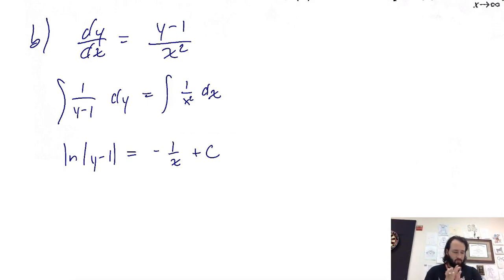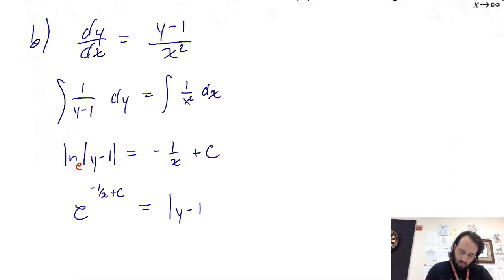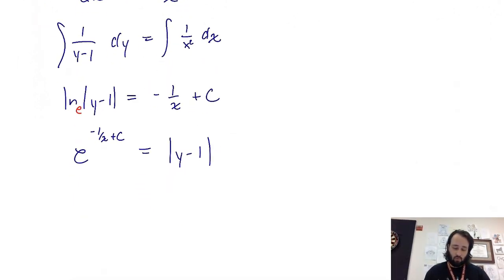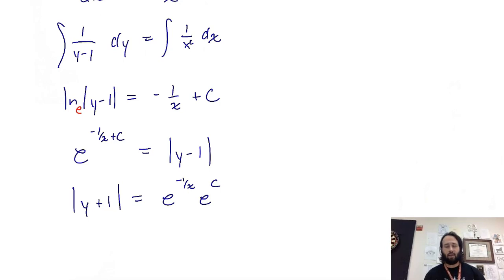Okay, so the next part can be a little bit tricky because you need to remember your rules of rewriting these things, because this is e to the negative 1 over x plus c equals the absolute value of y minus 1. So now the absolute value, that can be plus or minus in there. So the way that I'm going to break this up is I'm going to say, well, let me rewrite this first so that it hopefully makes sense to you guys. I'm going to kind of look at it like that.